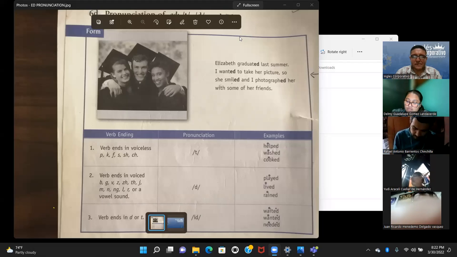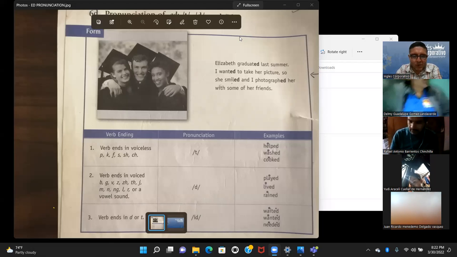Teacher, I have a question. Ask me, please. In the case of why, is a vowel sound. Which one? Why? It's a vowel sound, yes. It should be D, yes. Okay, thank you. All right, one more minute, people, one more minute.